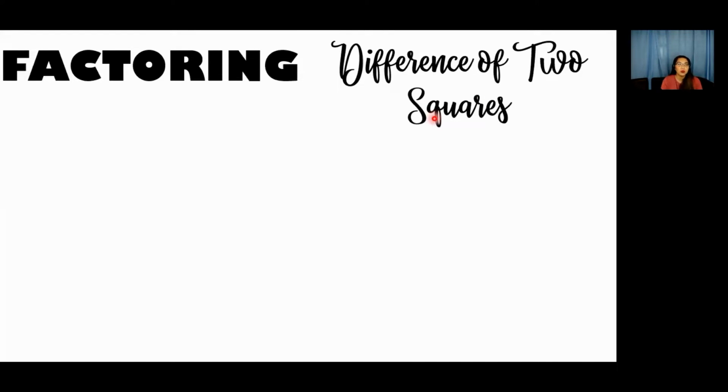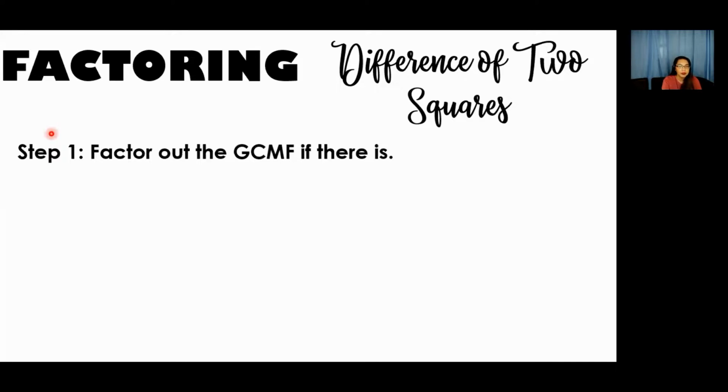We are going to discuss factoring the difference of two squares. There are a few steps we have to follow when it comes to factoring the DOTS. And step number 1 is to factor out the GCMF if there is.